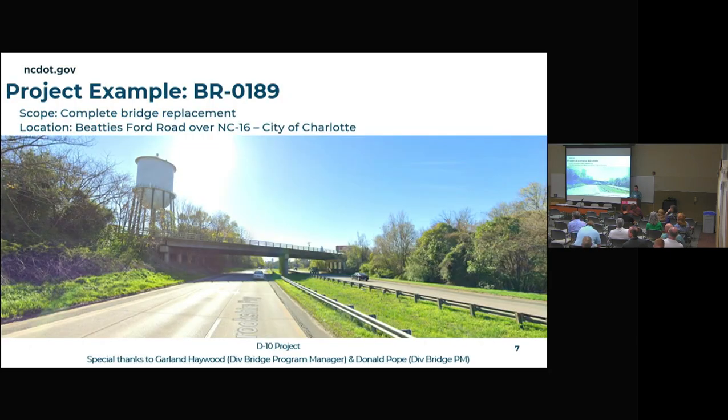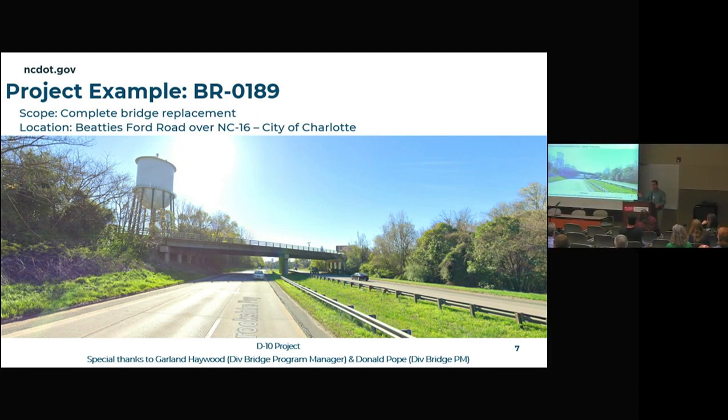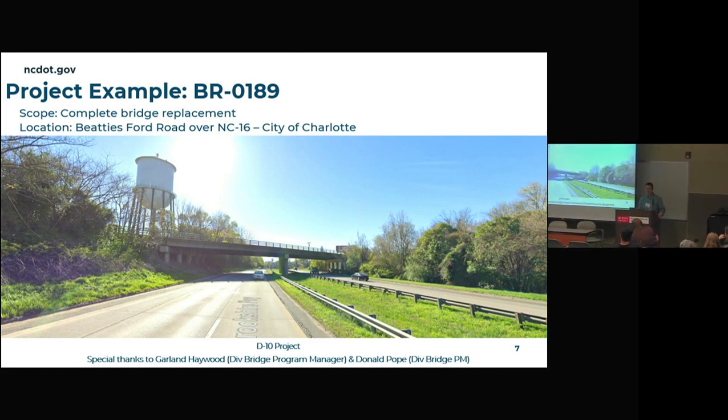All right. Now, since I've given you an example of what we're looking for with risk, I'm going to give you an example project. Mr. Garland Haywood has been nice enough to volunteer this project that he's working on. This is a bridge replacement project in Charlotte out at Division 10, BR 0189. It is a complete bridge replacement, and Garland, correct me if I get anything wrong, okay? I'm going to try to do my best to brief this correctly, though.